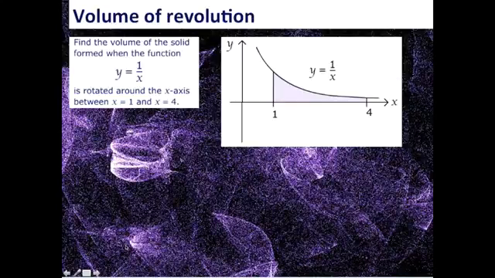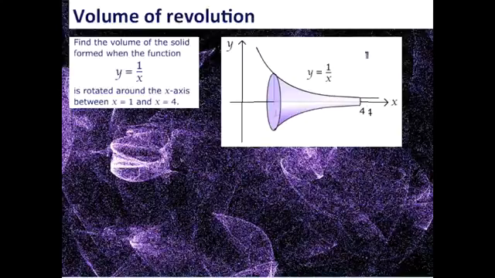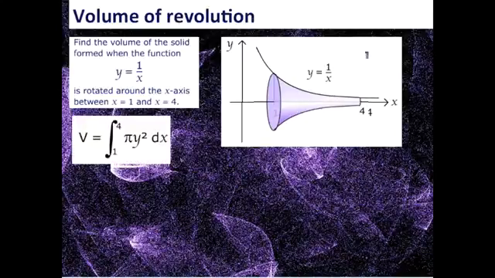So let's have a look at an example. Find the volume of the solid formed when the function y equals 1 over x is rotated about the x-axis between x equals 1 and x equals 4. This is what we're going to end up with. So here we need to find the definite integral between our two boundaries, 4 and 1, of y squared multiplied by pi.